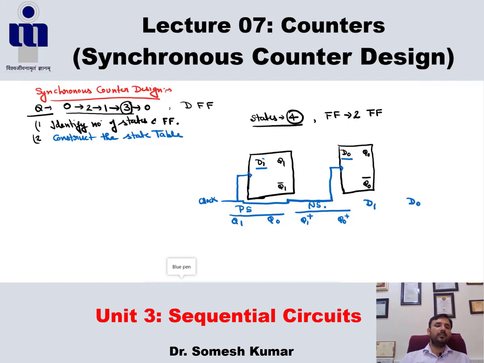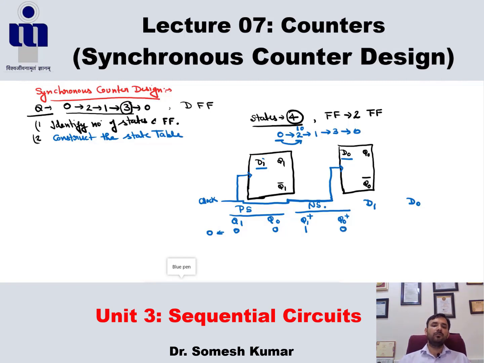So in this sequence, the sequence starts from 0, then 2, then 1, 3, 0. So what is the first state? The first state or the present state here is Q1 should be 0 and Q0 should be 0. This should be 0, 0. Only in this case we can say it is 0. So what will be the next state here? Next state starts from 0 to 2. So next state I can say 1, 0. So here Q1 should be 1 and this Q0 should be 0. These are the next state.